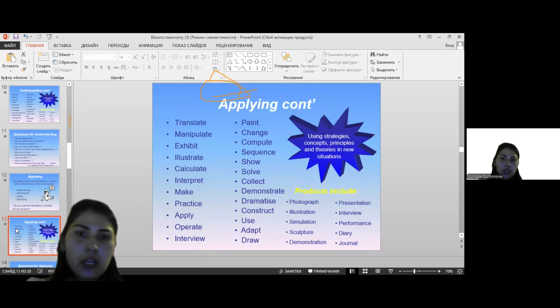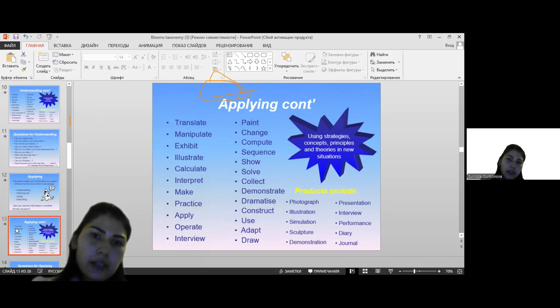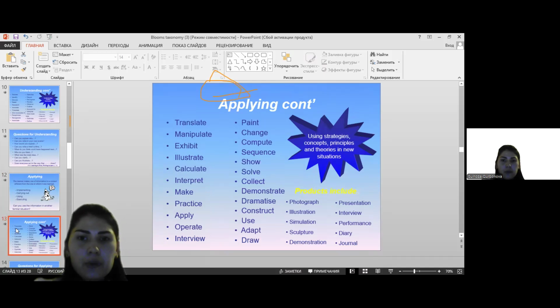Applying: translate, manipulate, exhibit, illustrate, make, practice, interview, paint, change, compute, sequence, show, collect, demonstrate, use, adapt, and draw. Products: photograph, illustration, simulation, sculpture, demonstration, presentation, interview, performance, daily journal.